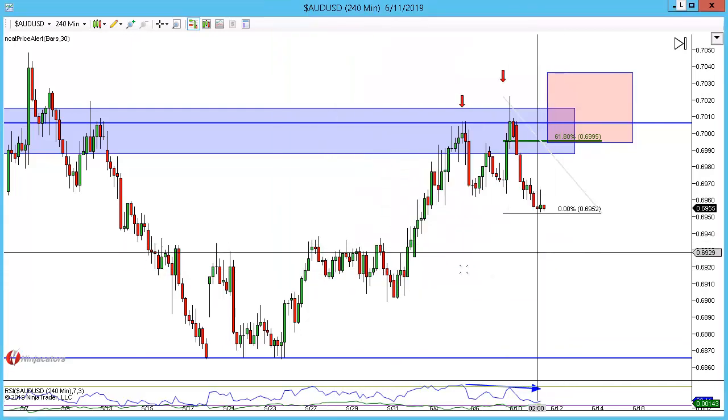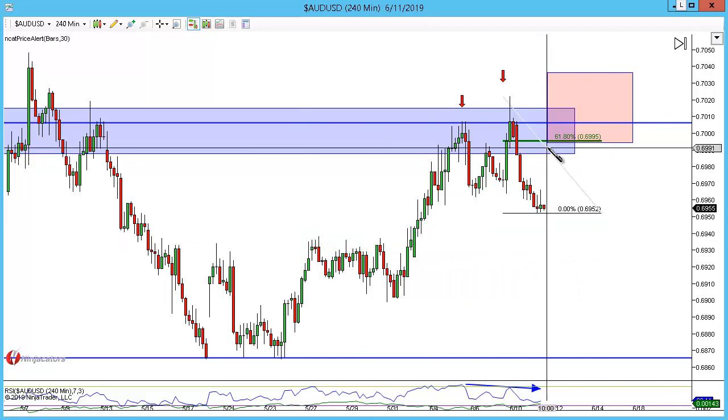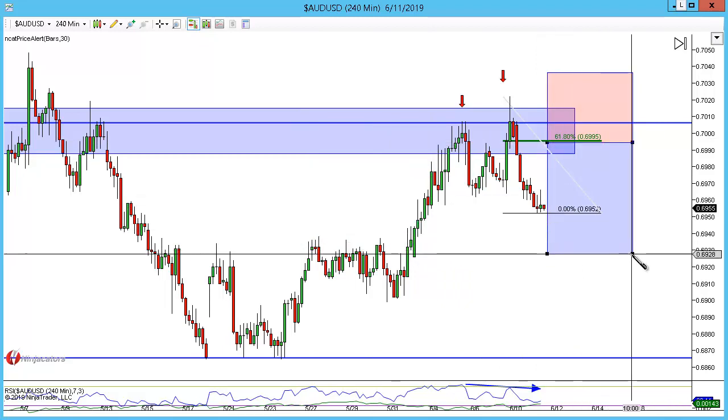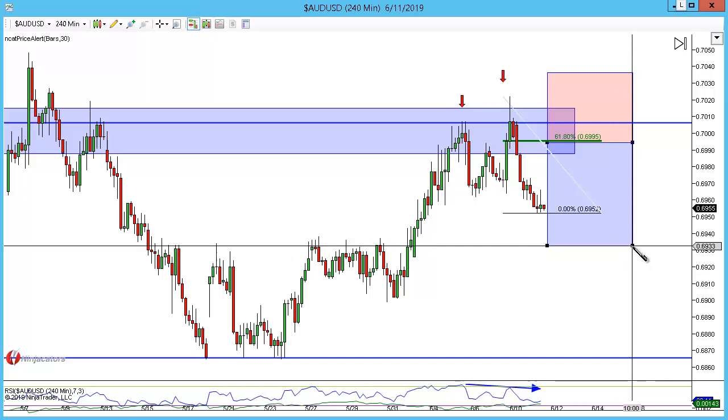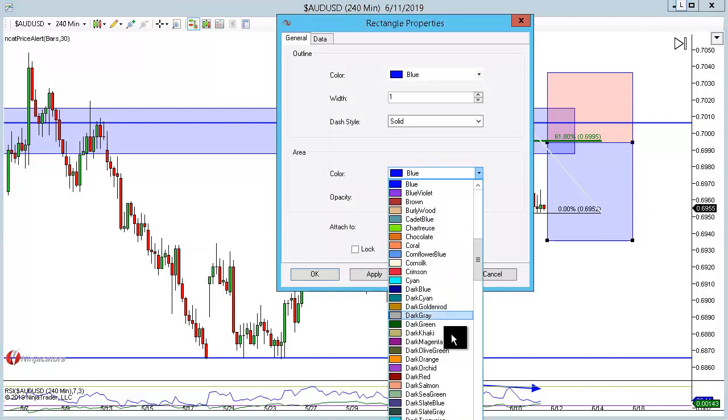Now, in terms of targets though, this is the area that I would be looking. It's going to be a little bit more reward than I was initially thinking, so I'd be looking at conservative targets here. So I'm going to make this green.